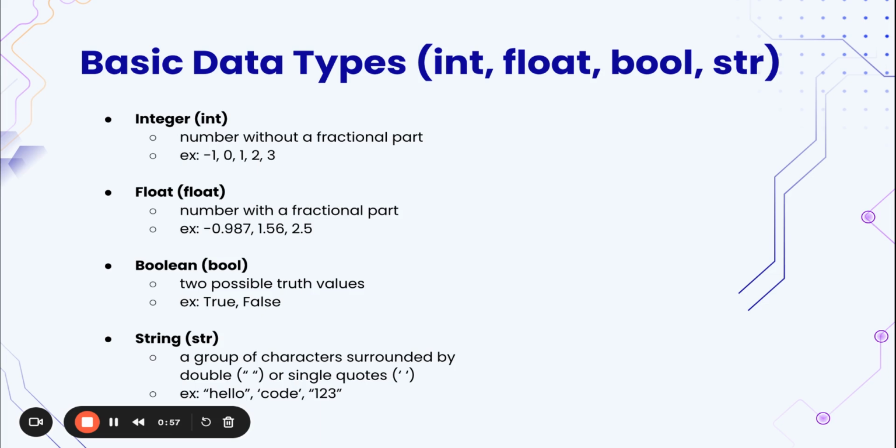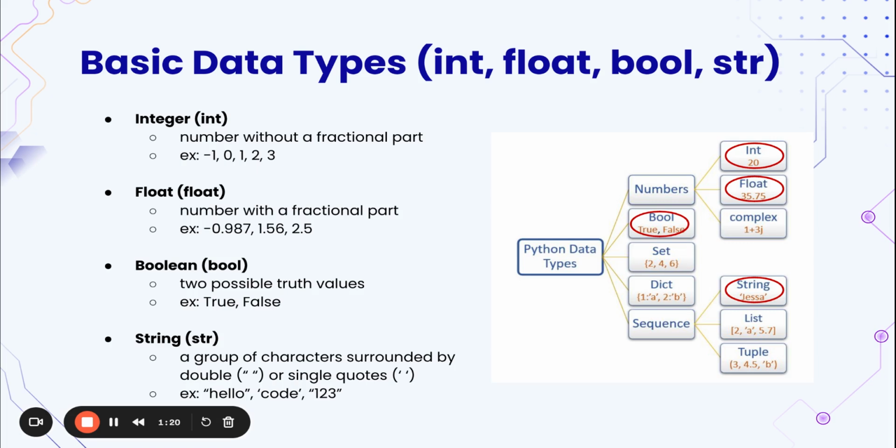That's it. A string is a group of characters surrounded by double or single quotes. For example, "hello", "code", and "123", because they are all surrounded by quotes. This one may be tricky. You may think that it's an integer, but because it's surrounded by double quotes, that makes it a string. And these are the many Python data types. This video just focuses on these four.